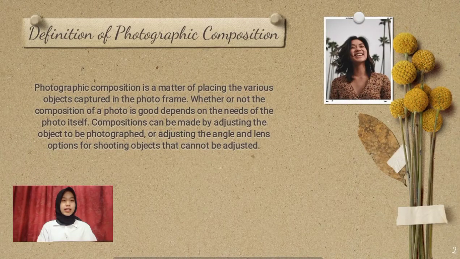Okay, the next slide is about the definition of photographic composition. Photographic composition is a matter of placing the various objects captured in the photo frame. Whether or not the composition of a photo is good depends on the need of the photo itself. Composition can be made by adjusting the object to be photographed, or adjusting the angle and lens option for shooting an object that cannot be adjusted.